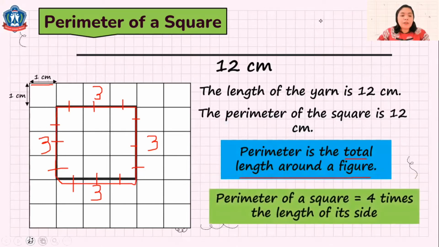Okay, so as you can see, how did we get the perimeter of the square? We simply multiply the one side by 4 because a square has the same side, equal side. It has 4 equal sides. So if we can get the measurement of one side, we can just simply multiply it by 4. Or you can add the side 4 times. So that's how to find the perimeter of a square.